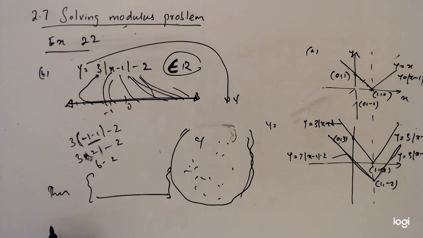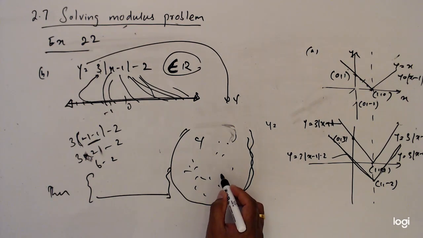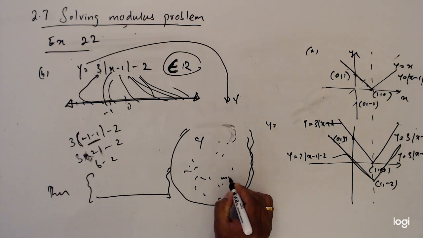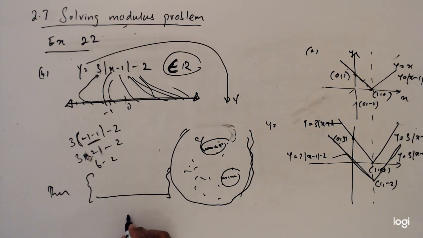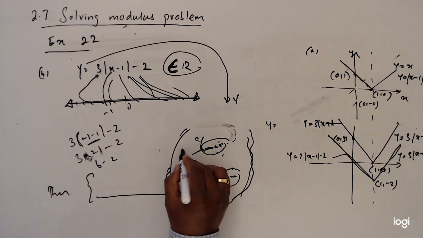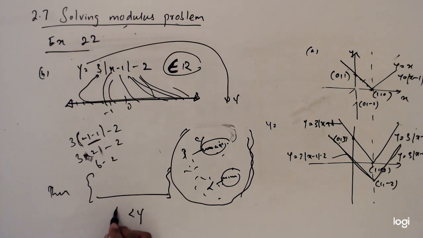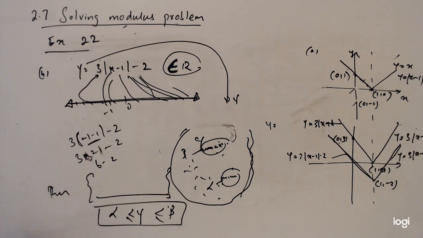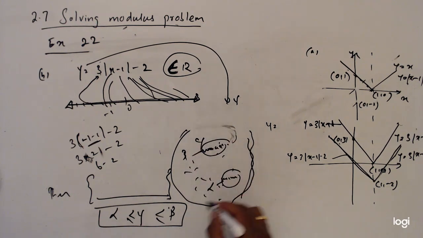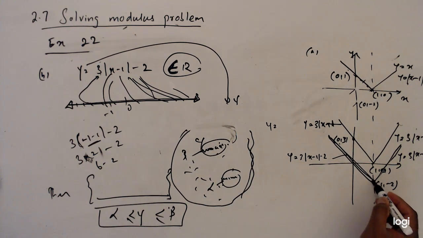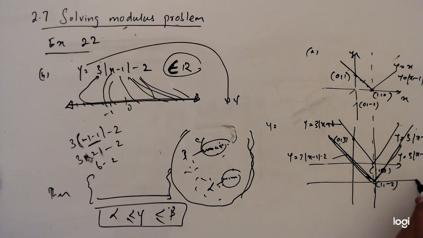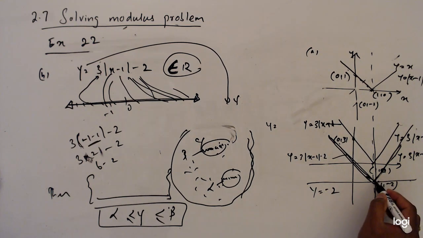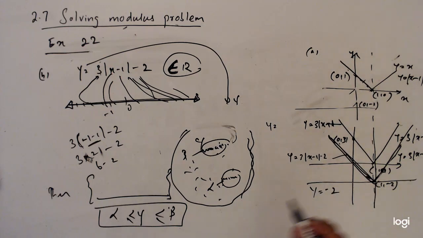So instead of doing this, the small technique is we will find the minimum and maximum of this bucket, and we write, let's say minimum is alpha, maximum is beta, so y value between alpha and beta. So easily we can write like this. Now, instead of assessing like this, we can look at the graph and look at the minimum y value and the maximum y value. So minimum y value is y equal minus 2 and the maximum y value is infinity.